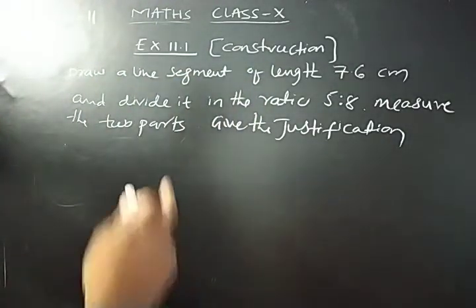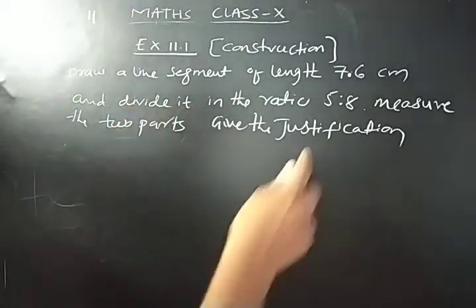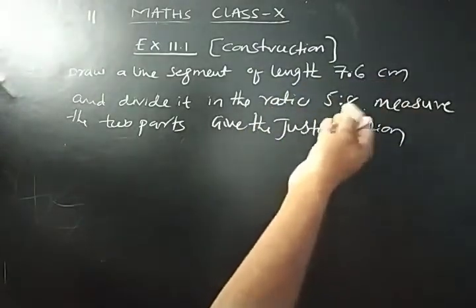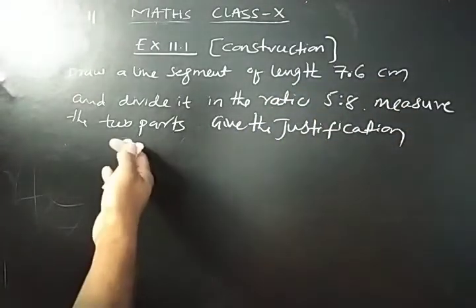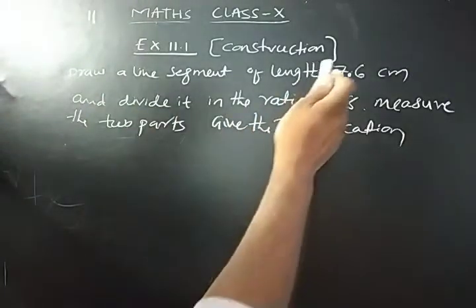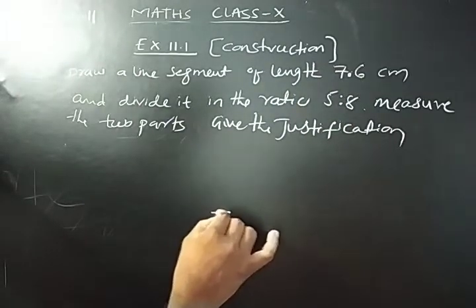See, first problem. Draw a line segment of length 7.6 centimeters. So we have to take one line segment of 7.6 centimeters and divide it in the ratio of 5:8. These are the two parts, and give the justification of construction. So first I have to take a line segment of 7.6 centimeters.